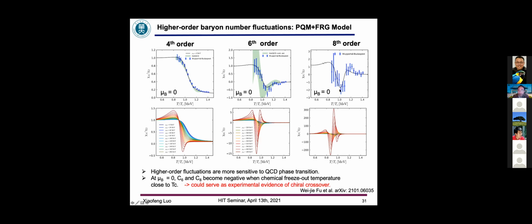You see that when the freeze-out temperature is close to this chiral phase transition temperature, it will become negative. This negative signal we can measure experimentally. If we measure it, it could serve as experimental evidence of the chiral crossover.